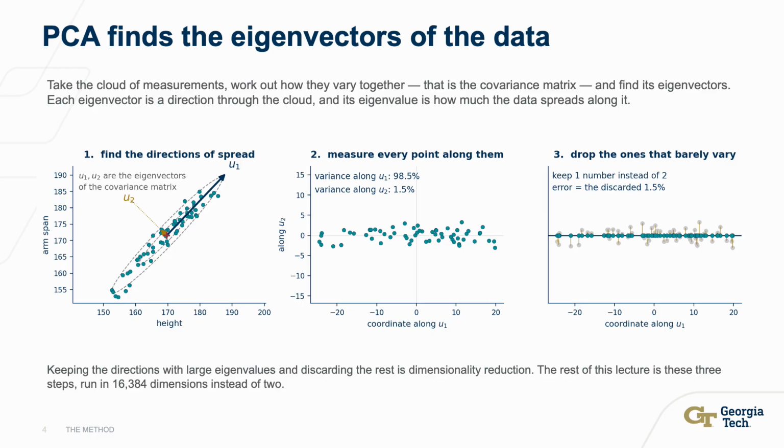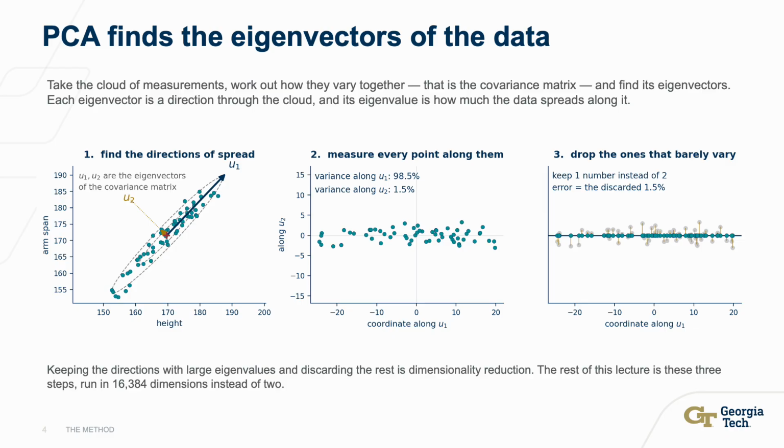Panel 3. Throw the second one away. Each point drops onto the line, and the gold sticks now show exactly what that cost. Now every person is one number instead of two, and the error you accepted is the 1.5% you discarded. That is dimensionality reduction. Keep the directions with large eigenvalues, drop the ones with small eigenvalues, and know the cost in advance. Everything from here is the same three steps in 16,000 dimensions instead of two. The only thing that changes is that the eigenvectors are the size of the photograph.